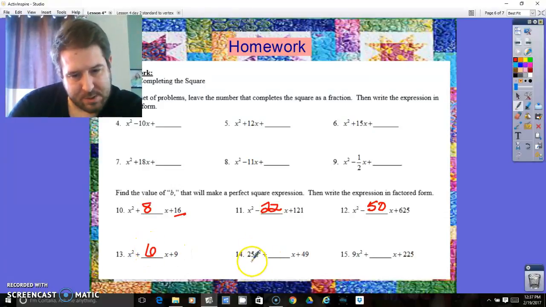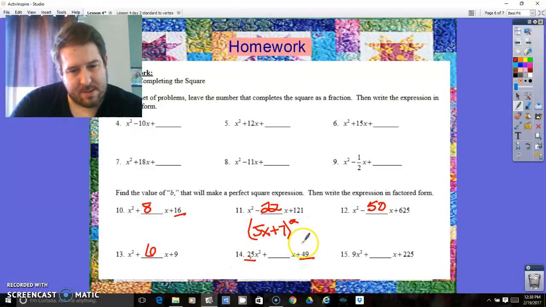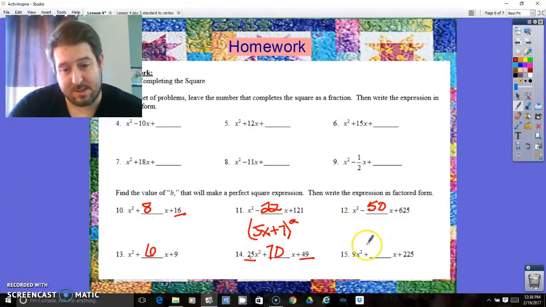Now we've got leading coefficients. So we got a 25 here, and we've got a 49 here. So this is really going to be 5x plus 7 squared. And now when you do 5x plus 7 squared, 5 times 7 makes 35. Double that, and you get 70. So that actually turns into 70.